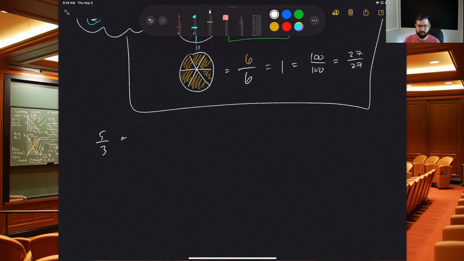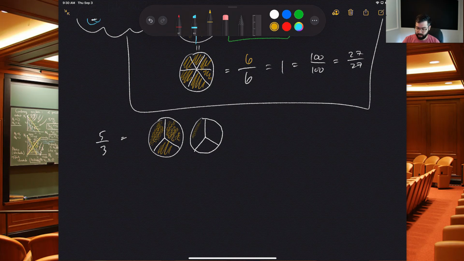5/3, what would this look like? Well, if I am talking about things being sliced into 3 parts, that would look like this. But I have 5 of them, right? So if I go in and shade 1, 2, 3, I still have 2 left. So we must be talking about something bigger than 1. But we're still in the denomination or the type of 3, and I need 1, 2 more of those. And so I see that I've got 5 of these pieces. Another way you could write this is 1 2/3.